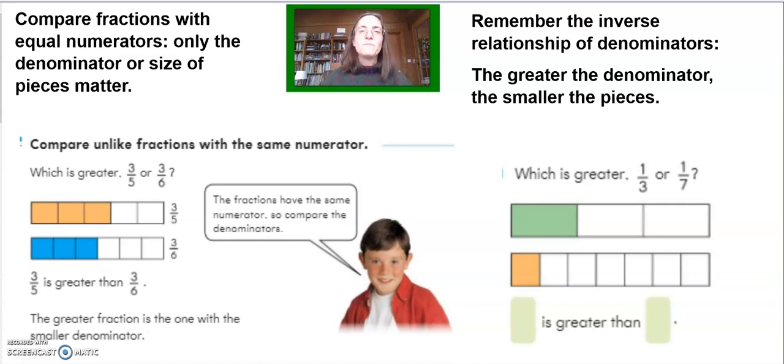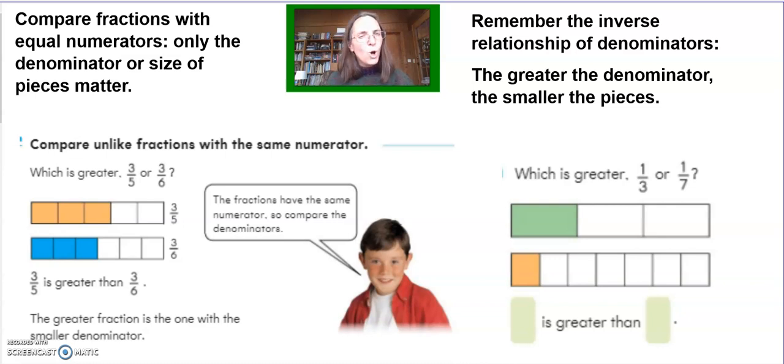So yesterday we talked about using your models, drawing bar models, thinking about number lines, drawing any fraction models at all, and really realizing that since the denominator tells us the kinds of pieces or the size of the pieces that you are dealing with, if all the pieces are the same size, then we just have to look at the numerators and easy peasy.